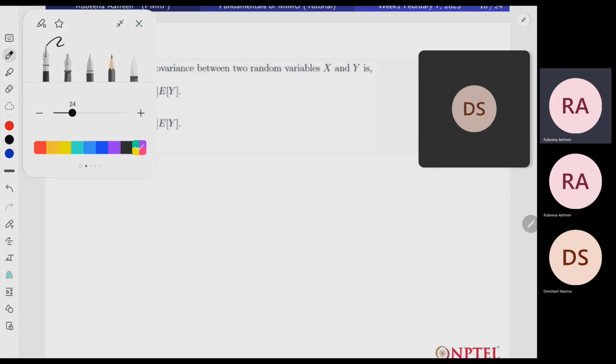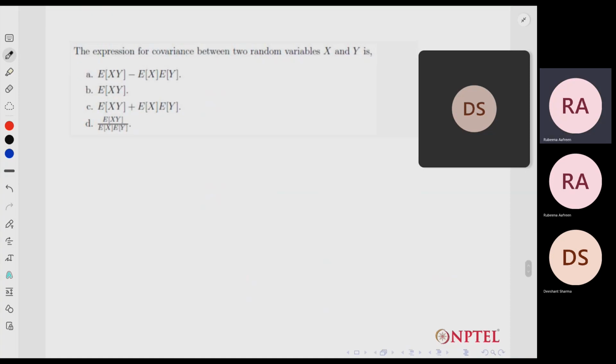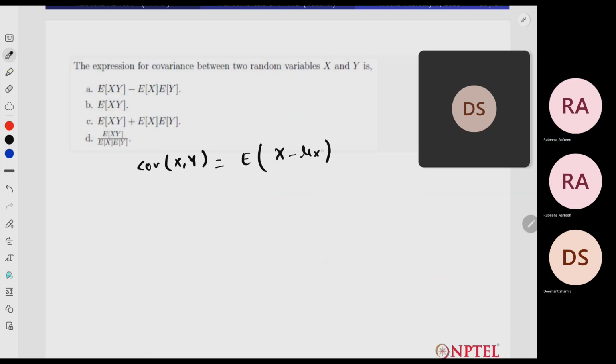Thank you for pointing that out. Now we have this expression for covariance between two random variables. So the formula for covariance of any two random variables is: covariance of xy is written as expectation of x minus mu x into y minus mu y.